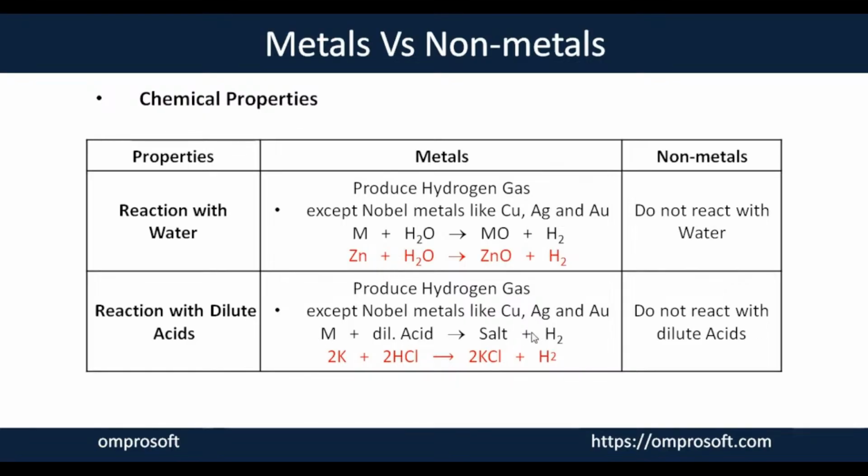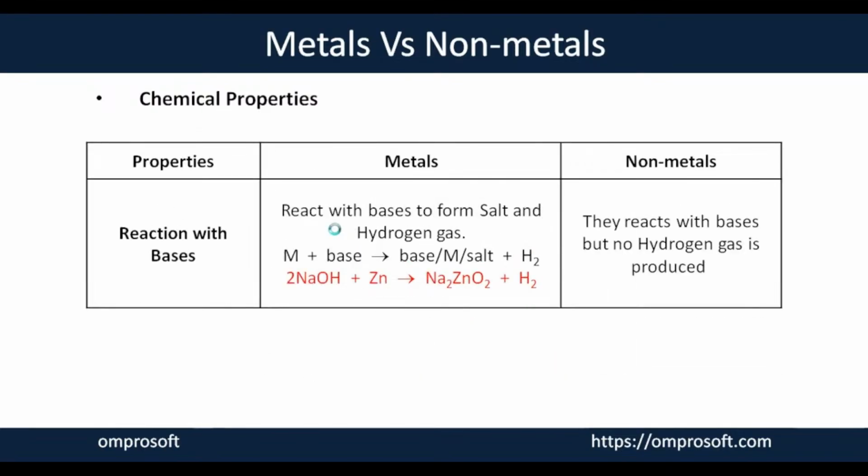Due to that, they do not take part in such a reaction, but other metals like sodium, potassium, lithium, these metals easily take part in the reaction and produce their salt, and hydrogen gas is liberated here. But if you perform the same reaction with non-metals, non-metals do not take part in a reaction with dilute acids. They remain as they are, and do not show any product formation when they react with dilute acid.